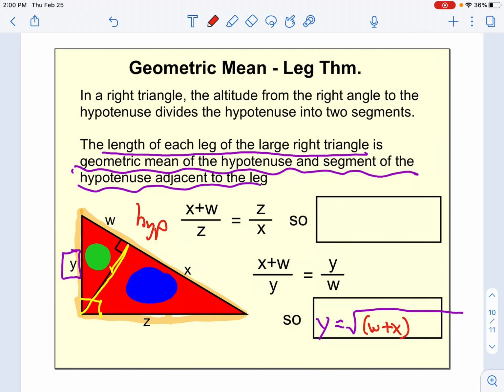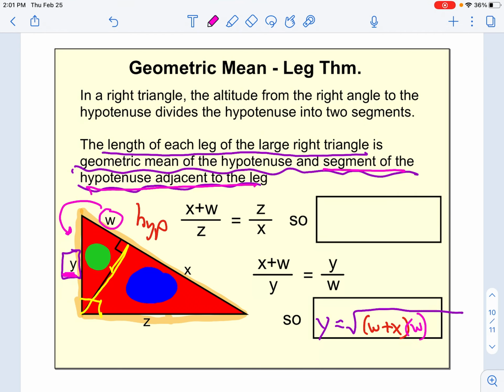And the segment of the hypotenuse adjacent to the leg. Here's the leg we're looking at. Which segment's adjacent to that leg? W. So that is your geometric mean leg theorem. So that piece is equal to the whole hypotenuse compared to just the piece of the hypotenuse that is next to the leg.